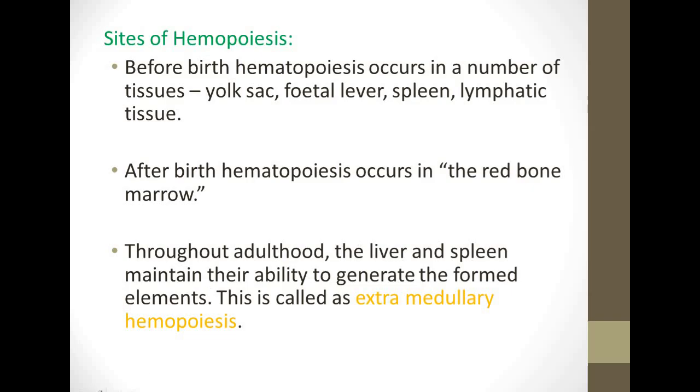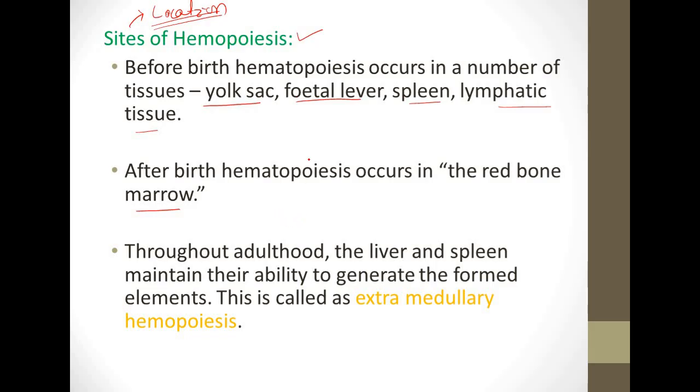Now, the sites of hemopoiesis. Sites means location. Okay, in the body, in which location or which part are the RBC mainly produced? Before birth, hematopoiesis occurs in a number of tissues. One is the yolk sac, fetal liver, spleen, lymphatic tissue. After birth, hematopoiesis or hemopoiesis occurs in the red bone marrow.